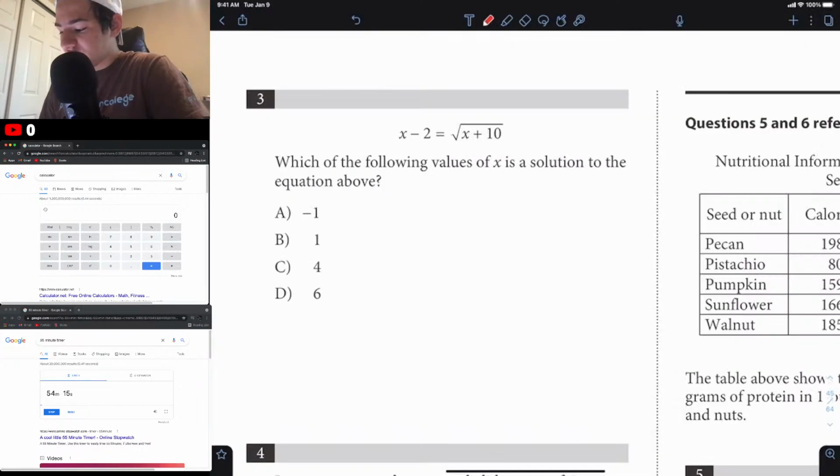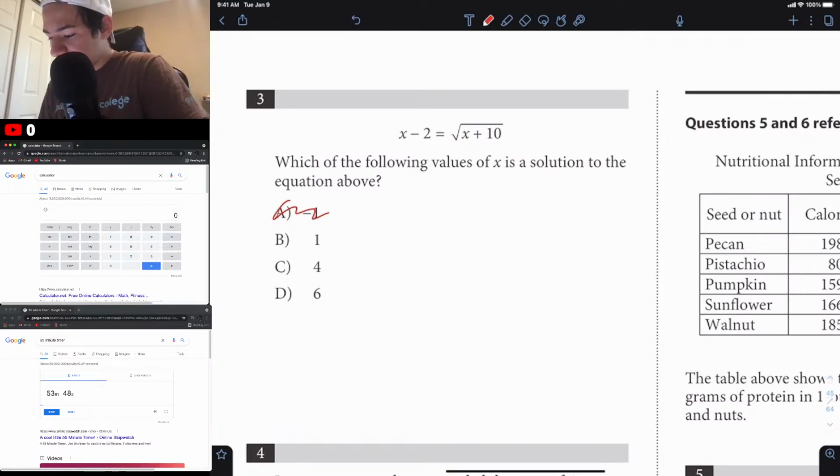Number 3. Which of the following values of x is a solution to the equation above? I'm going to go ahead and square both sides. Actually, no, let's go the quick route and just plug in. I know negative 1's out because that's going to be a negative number, and the square root of something cannot equal a negative number, so it's not going to be negative 1.